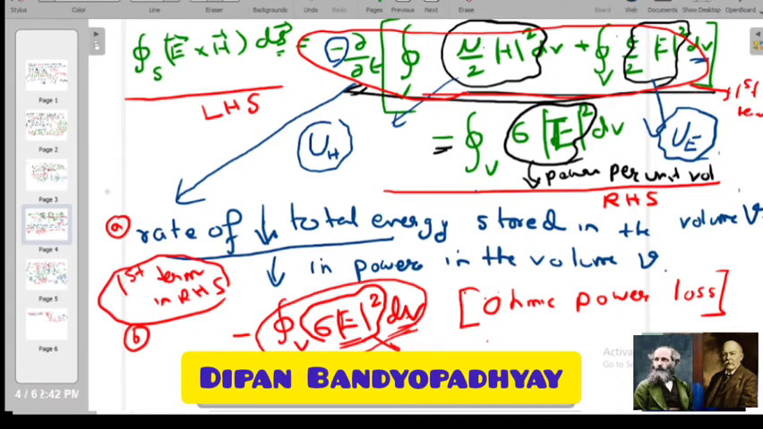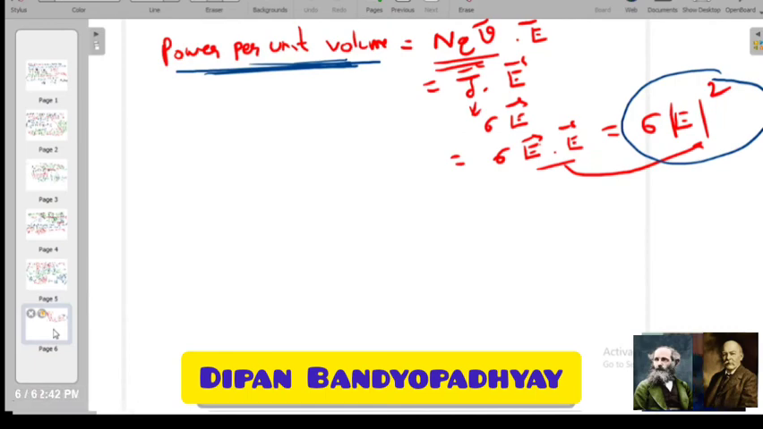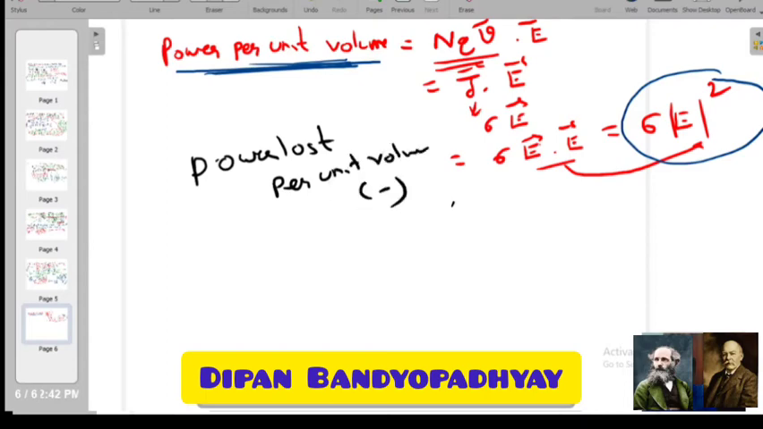This sigma E squared is basically the loss. Power lost per unit volume. We have the negative sign there. So that is why we say that the energy spent by the EM field per unit time in volume V, or the power lost in volume V, is power lost per unit volume.